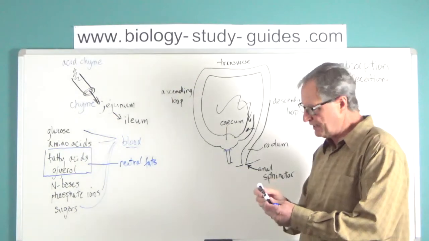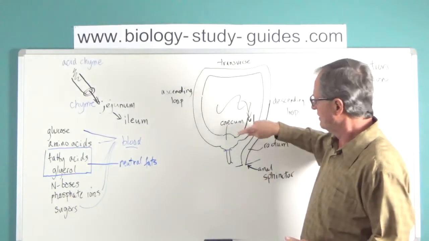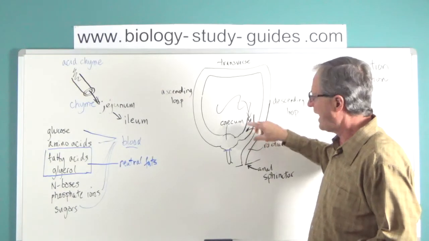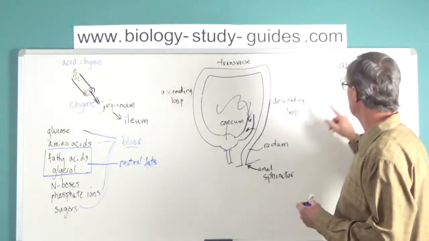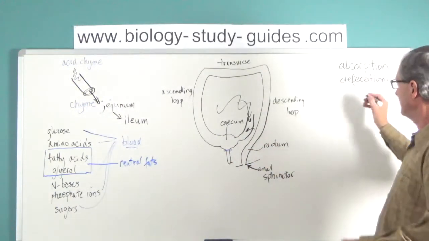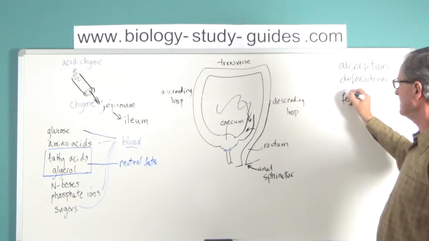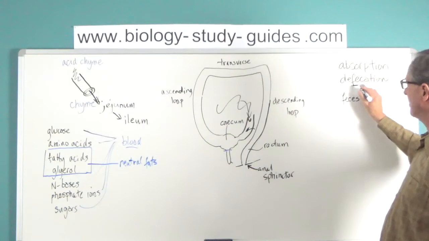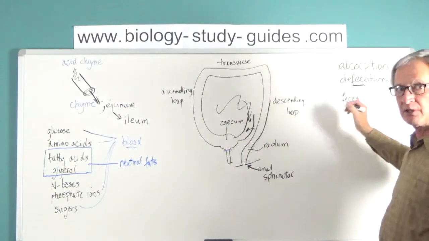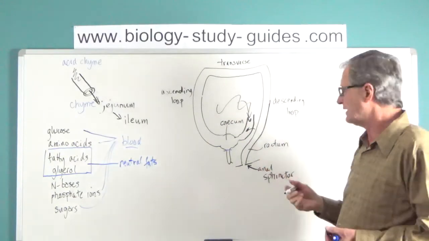Now what goes on in here is the materials that are left in here have to be prepared for defecation. Defecation is simply getting rid of feces. Feces is the waste material. You can see that part in the word here. Feces is the waste material, the stuff that couldn't get digested.